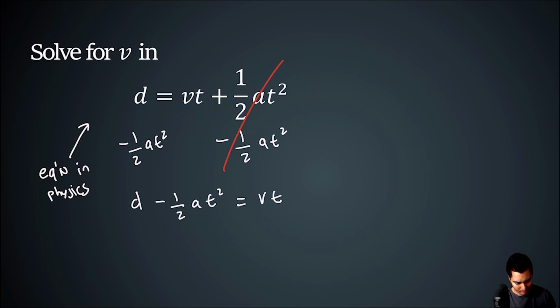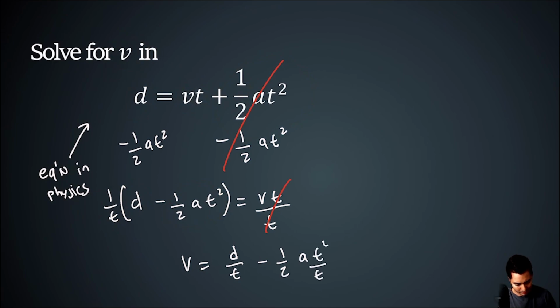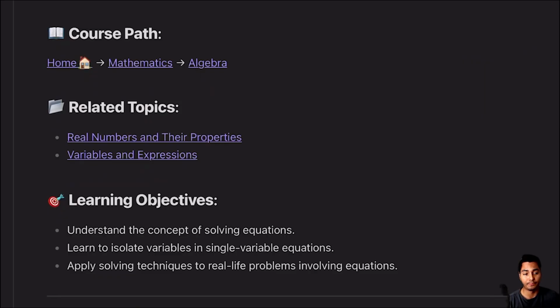is equal to vt. And remember, we want to solve for v here, so what we're going to do is divide both sides by t, or multiply on this side by 1/t. And we're going to distribute this 1/t into each of these terms here. Okay, so on the right hand side, we're going to cancel out our v to get a final answer of v equals d/t minus 1/2 a t squared over t. And notice that this t cancels out, so we can just write that as 1/2 at. Okay, that's the end of this video.